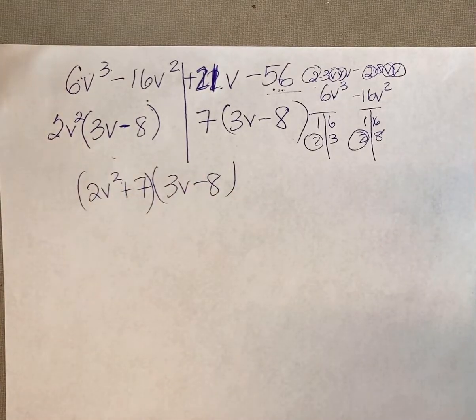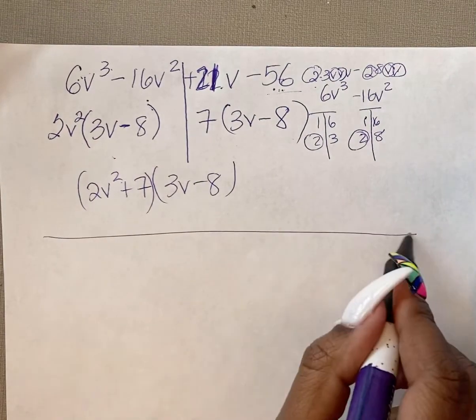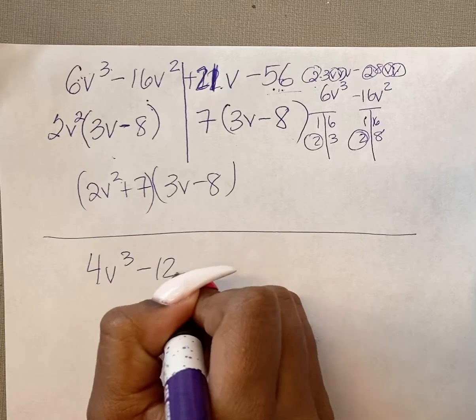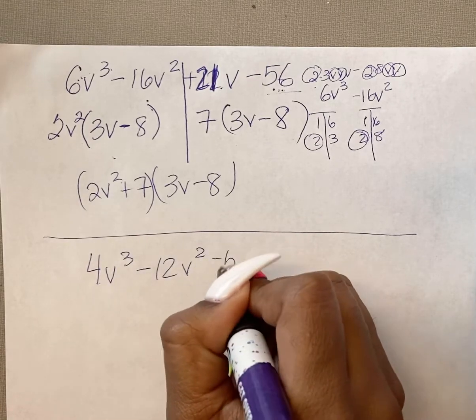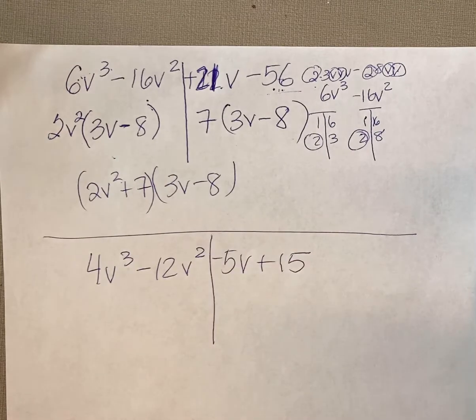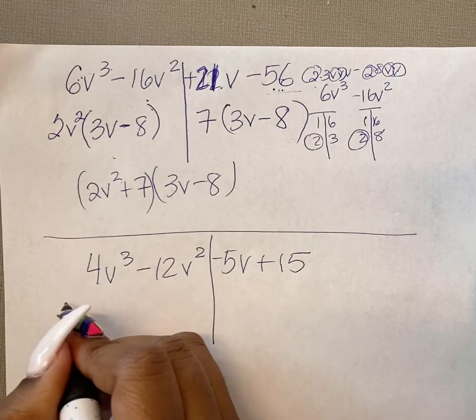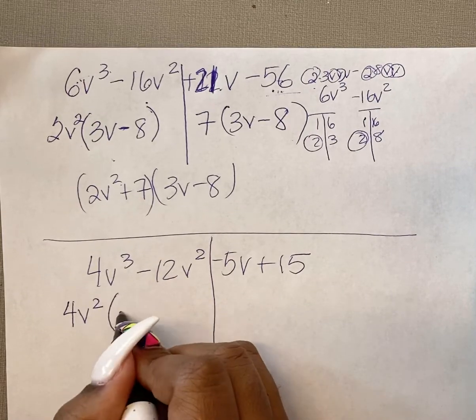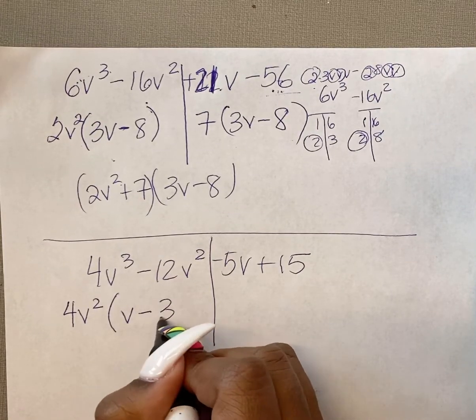Okay, I'm going to do a second one where we have 4v to the third minus 12v squared minus 5v plus 15. Once again, we're just going to cut it in half. I'm going to factor out my greatest common factor here, which is 4v squared, and what's left is v minus 3.